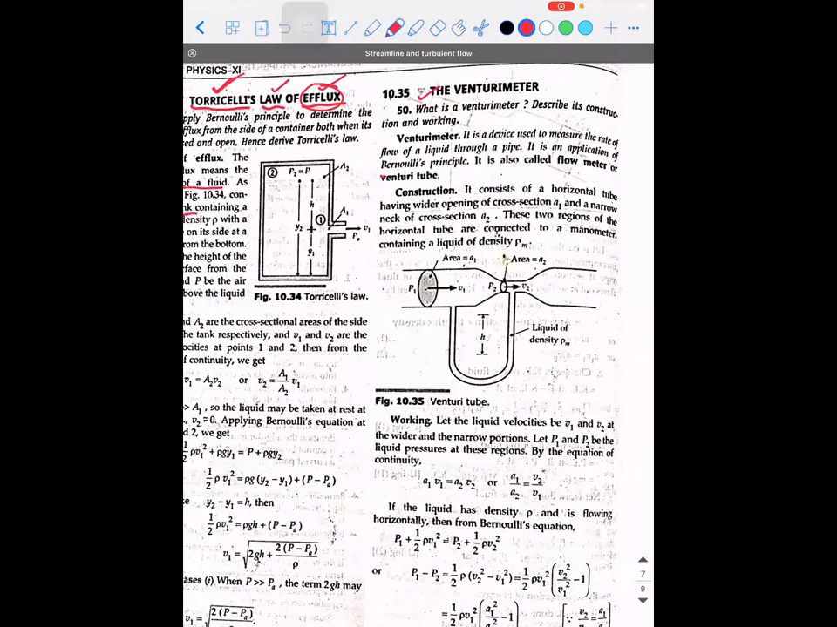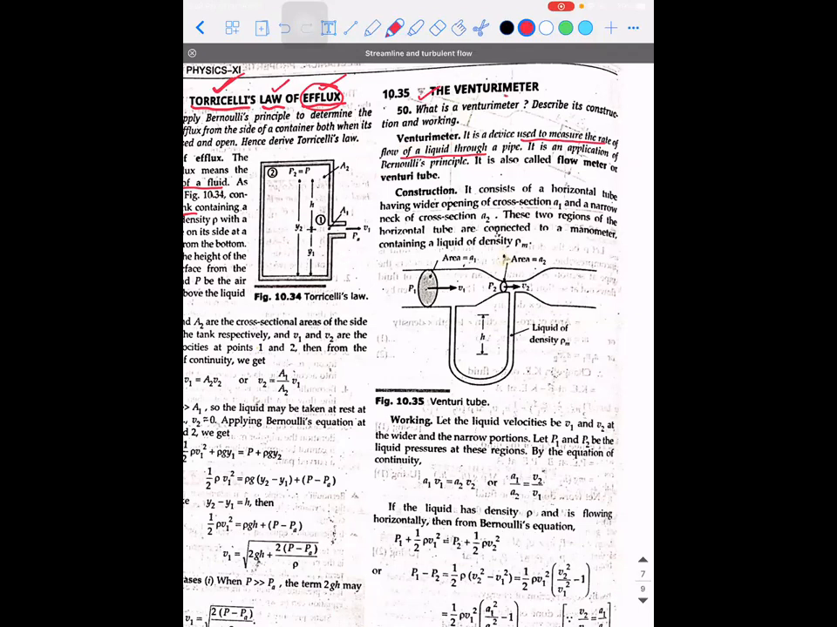Before we discuss what it is, let's try to recollect what Bernoulli's theorem states. For an ideal fluid, the sum of potential energy, kinetic energy, and pressure energy per unit volume is always a constant. So the Venturi meter is a device which is used to measure the rate of flow of a liquid through a pipe.